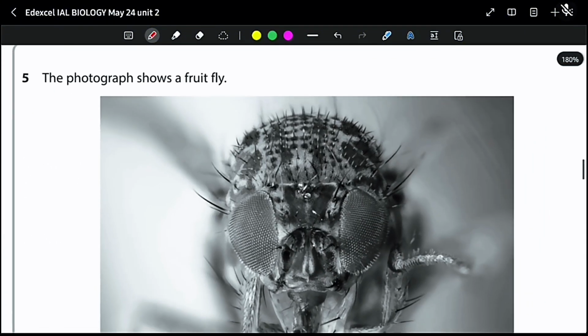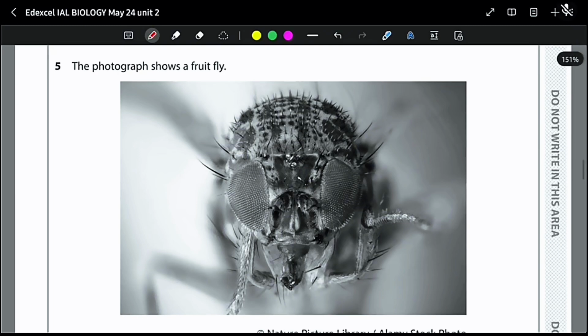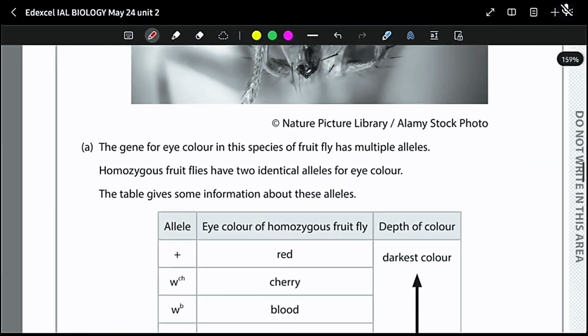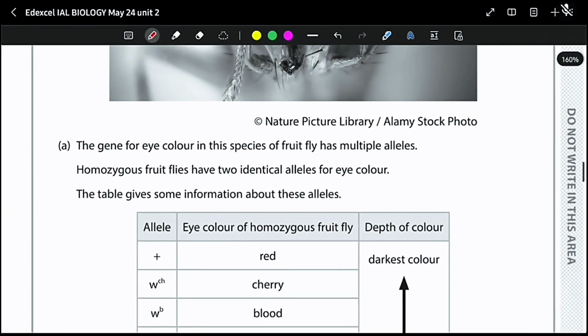The photograph shows a fruit fly. So this is a fruit fly. And A, the gene for eye color in this species of fruit fly has multiple alleles. Homozygous fruit flies have 2 identical alleles for eye color. The table gives some information about these alleles.